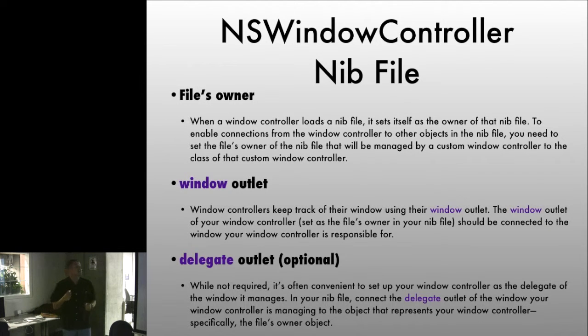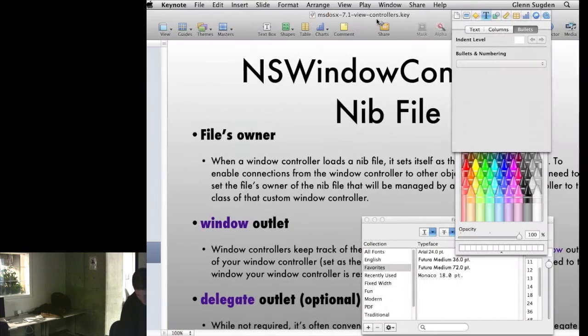And so if you've got a nib file that you've got an NSWindowController in, you need to set the owner. Typically, when your nib file is loaded, it sets itself as the owner of that nib file. To have connections from the window controller to other objects that are in the nib file, you have to set the file's owner to the nib file that will be managed by the custom window controller. Here's what it looks like.